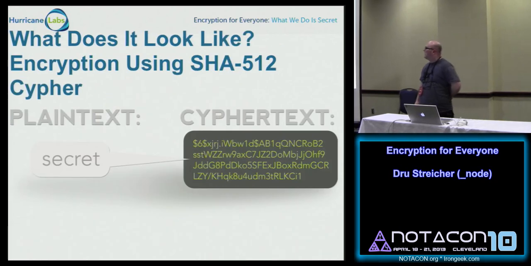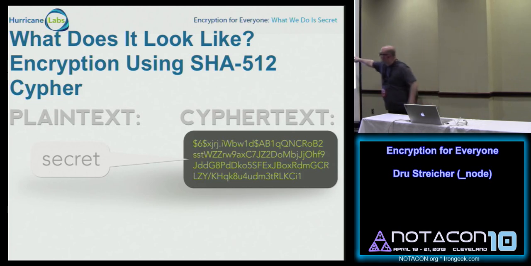So what does encryption look like? When we talk about encryption, we're talking a lot about three main terms that you'll hear: plain text, cipher, and ciphertext. The plain text in this example is secret, so just the word secret. Then the cipher, which is just the complex math that turns it into the ciphertext, which turns it into this gibberish, is called SHA-512.